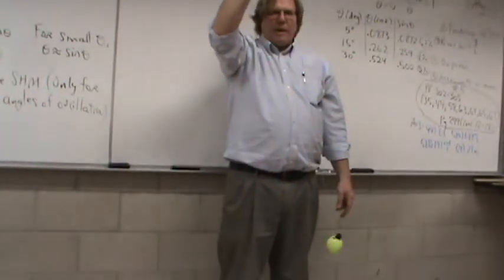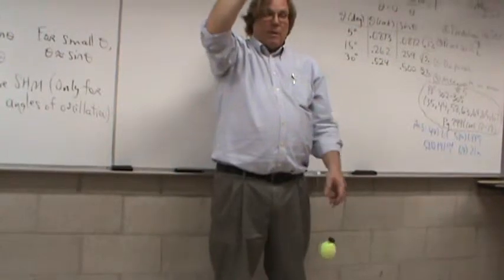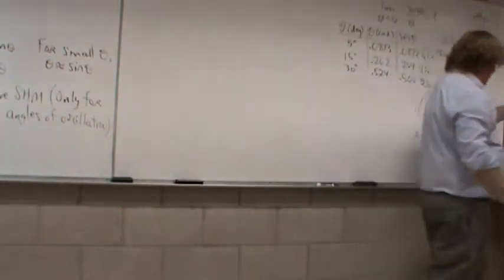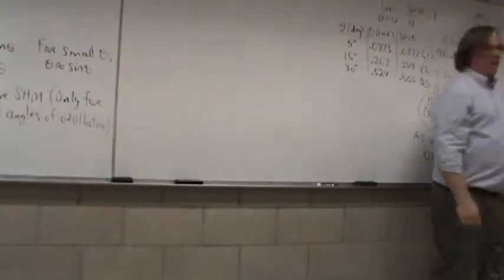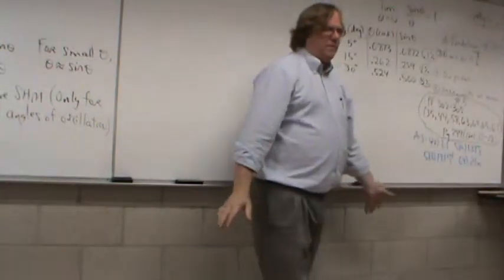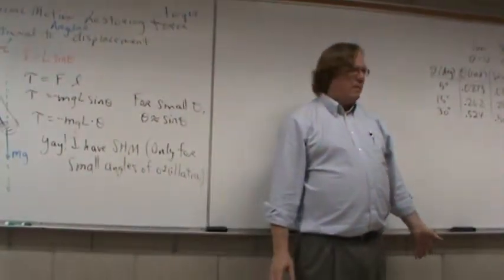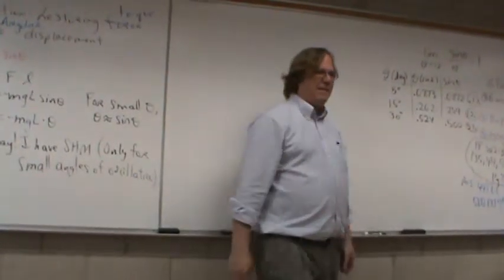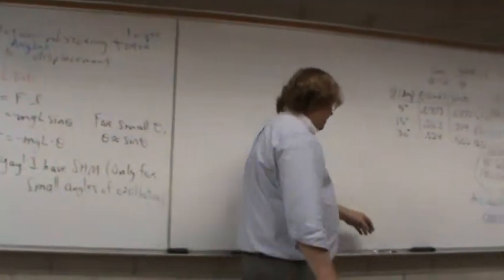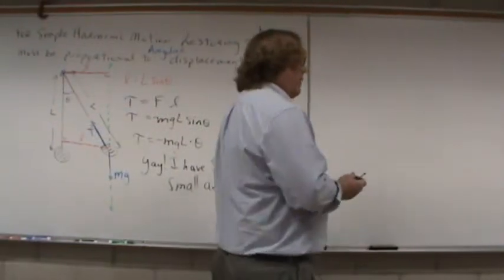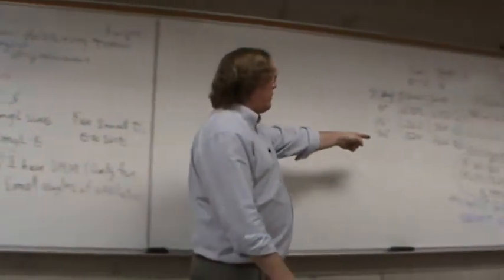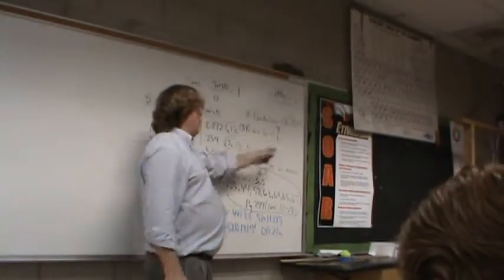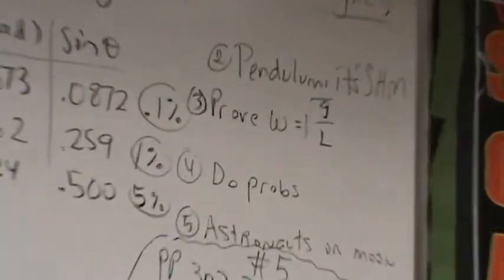You guys okay with that? Or you're not going to have simple harmonic motion. Okay. Well, now are you convinced that a pendulum is simple harmonic motion? Have I beat you into submission? Yay. Good. Then let's go ahead and derive this formula. Let's go ahead and derive omega equals the square root of g over L.